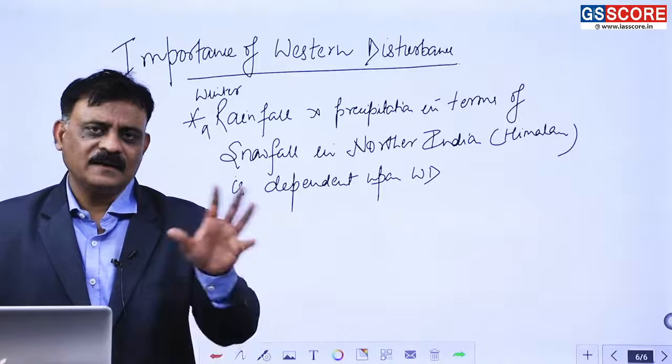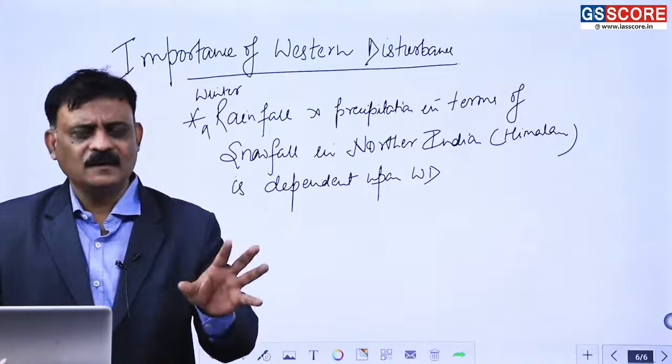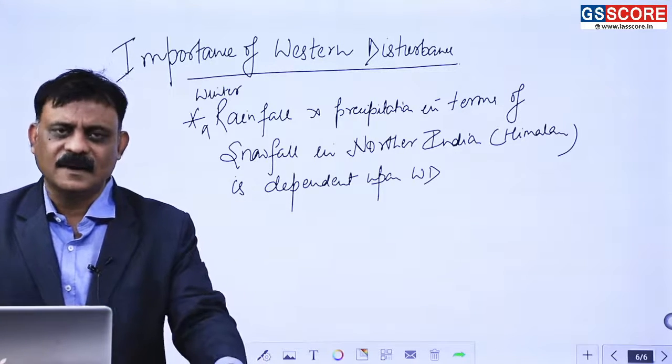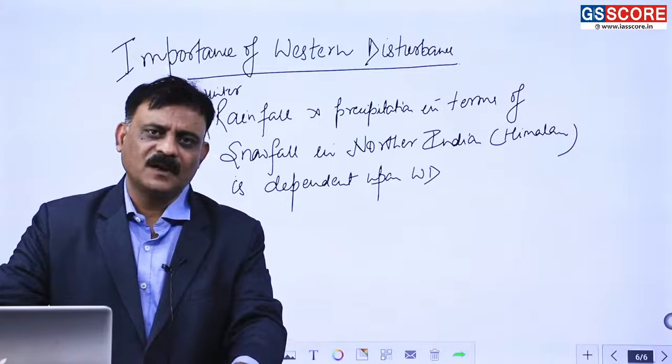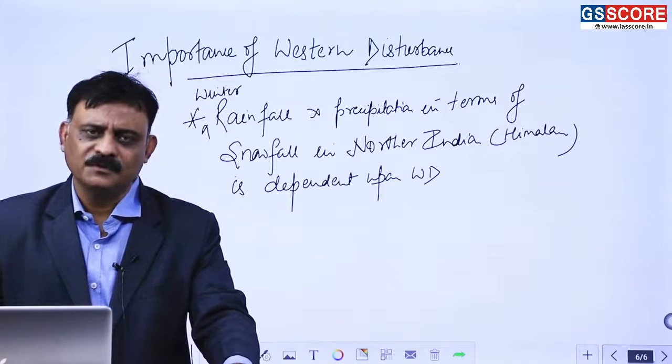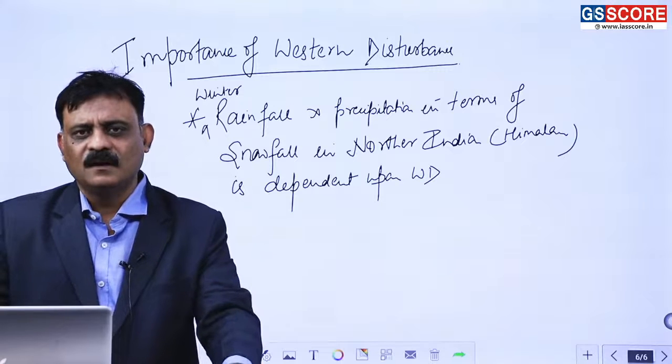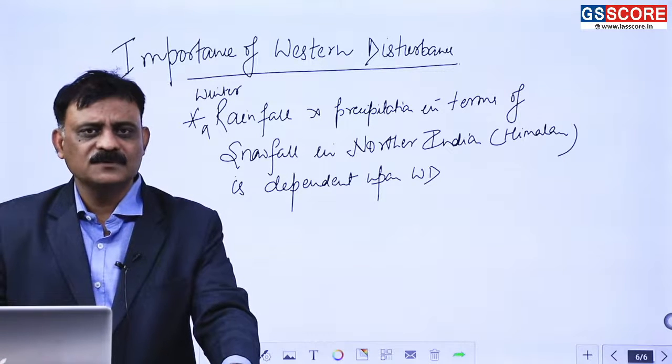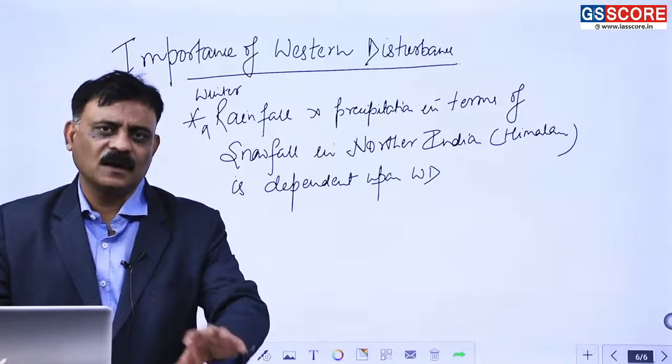That is a completely Rabi belt. Rabi, you understand that Rabi is a type of crop which is sown after the monsoon period, in the post monsoon season, and harvested just before the summer season.